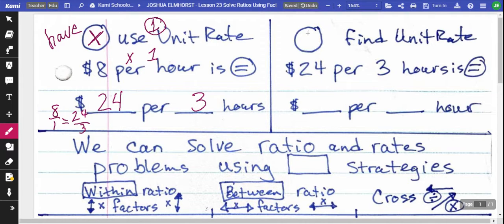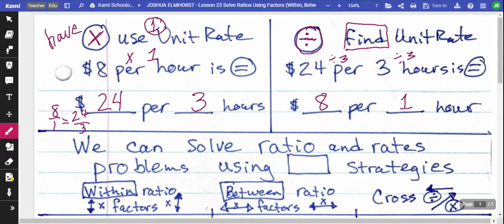Now, if you don't have the unit rate, you need to find the unit rate. Find the unit rate means you're going to divide. For example, you have the rate $24 per 3 hours. Well, if you divide by 3, that will give you 1 hour. And 24 divided by 3, the number of hours, will tell you it is $8 per hour. So moving forward, when we're talking about rates, if you have the unit rate, we multiply. If you need to find the unit rate, you divide.